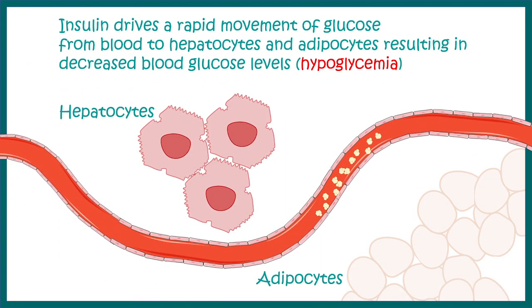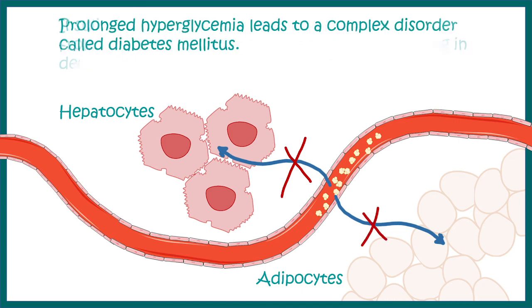Okay, now we clearly understand that insulin drives the rapid movement of glucose from blood to hepatocytes or adipocytes. So when insulin helps in the movement of glucose, it leads to lowering the glucose level in the blood, and this leads to a state called hypoglycemia. Hypo means lower and glycemia means status of glucose in the blood. So lower blood glucose level is referred to as hypoglycemia.